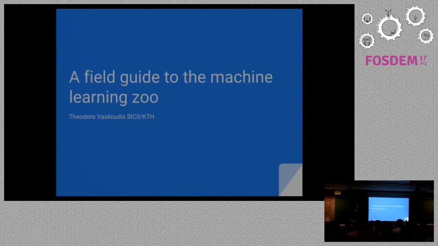So my name is Theodore. I'm a researcher at the Swedish Institute of Computer Science. I work on large-scale machine learning systems. And the goal for today's presentation is to put out some guidelines for people looking into putting their first machine learning project into production. The idea here is that you already have a product, you have some data gathered, and you would like to use machine learning in order to improve some parts of it.